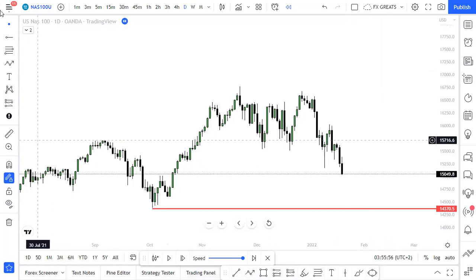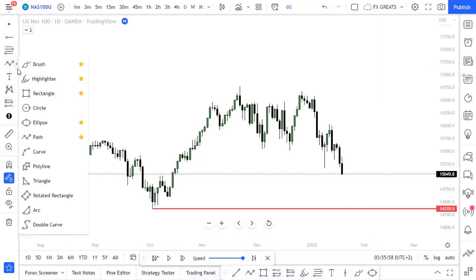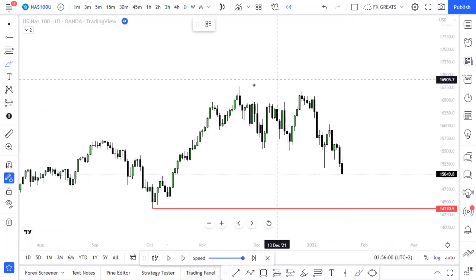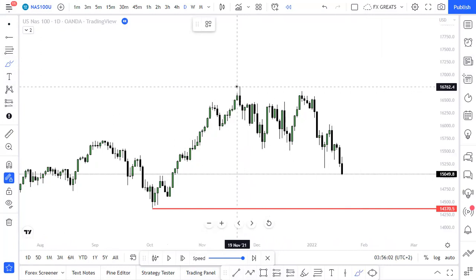Okay, let me just take something to draw. Let me take the brush. You see here, this is an old high.